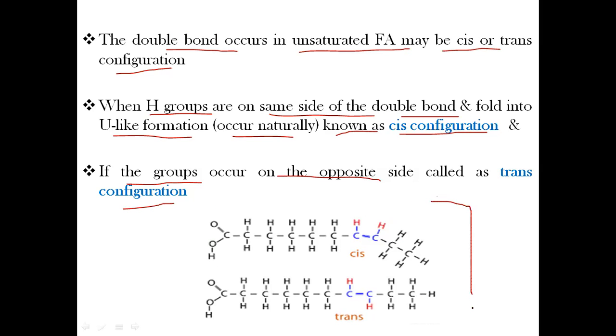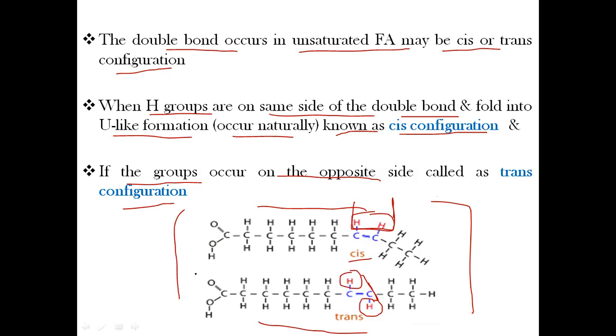You can see in these figures one fatty acid and another fatty acid. This is the cis configuration because both hydrogen groups are present on the same side, and it forms a U shape. In this other fatty acid, this is one hydrogen group and this is another. These two are on opposite sides, so it is trans configuration.